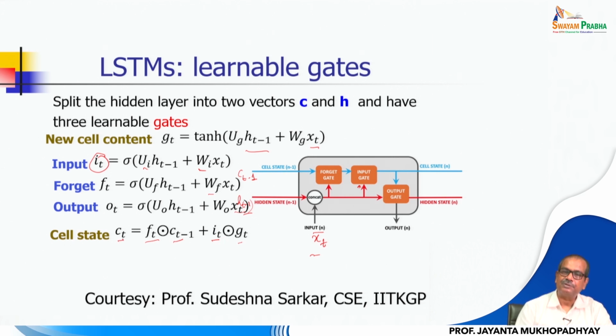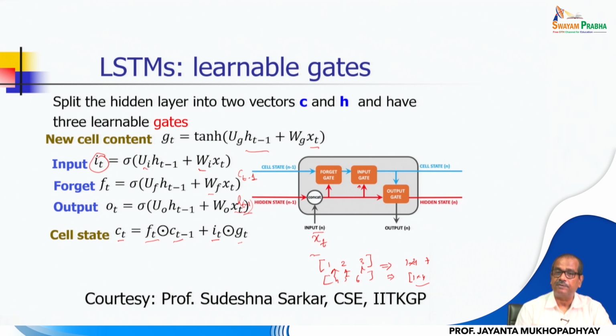So CT becomes also a vector. So I hope you understand. Just to clarify, if I say dot product of two vectors, say 1, 2, 3 and 4, 5, 6, you know that we get 1 into 4 plus 2 into 5 plus 3 into 6. It's a scalar quantity. But when I say pointwise multiplication, it gives a vector, because then it is 1 into 4, 2 into 5 and 3 into 6. It's a vector quantity. So the cell state is also a vector.